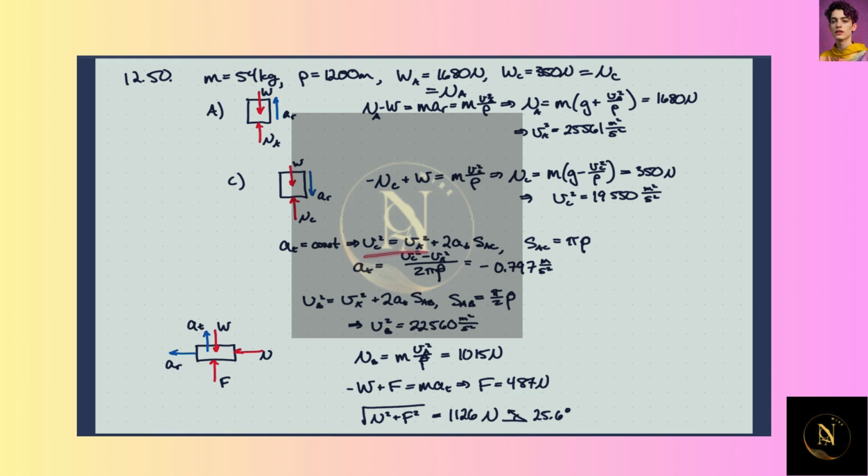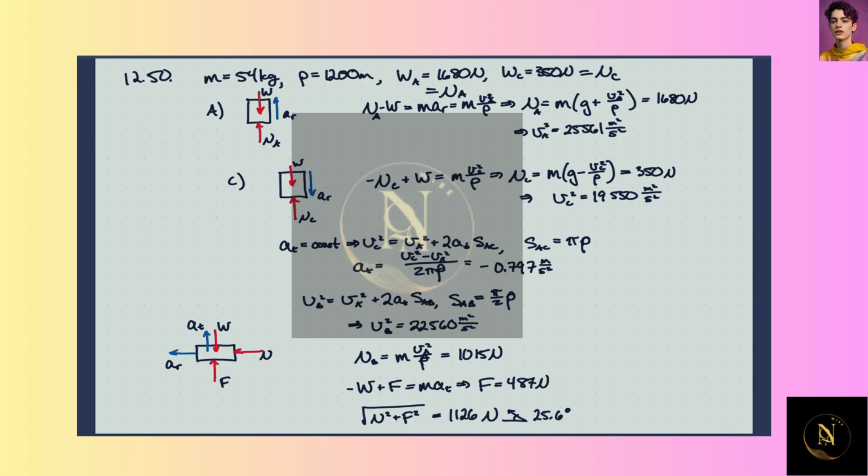Then we can solve this for a sub t, the tangential acceleration, and we get v_C squared minus v_A squared all over 2 pi rho. And that winds up being minus 0.797 meters per second squared. So there's a deceleration. The plane is decelerating as it goes around this arc.